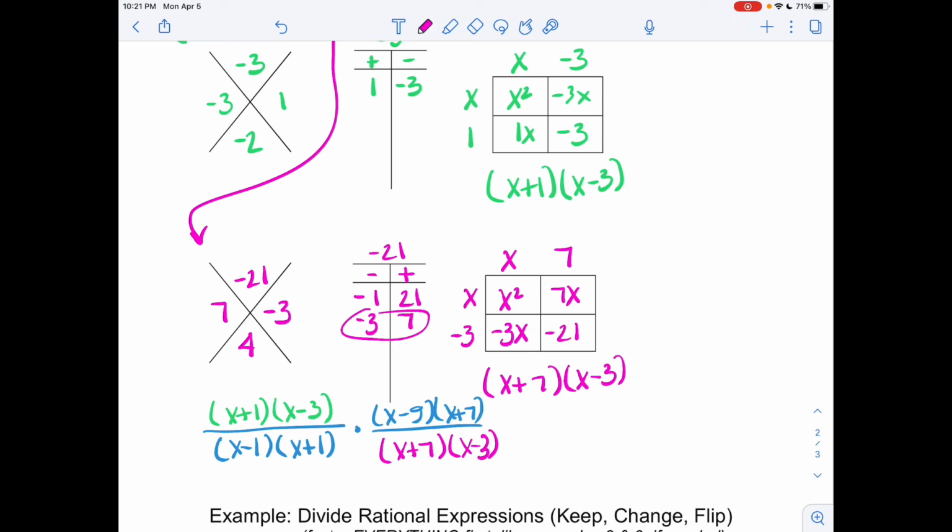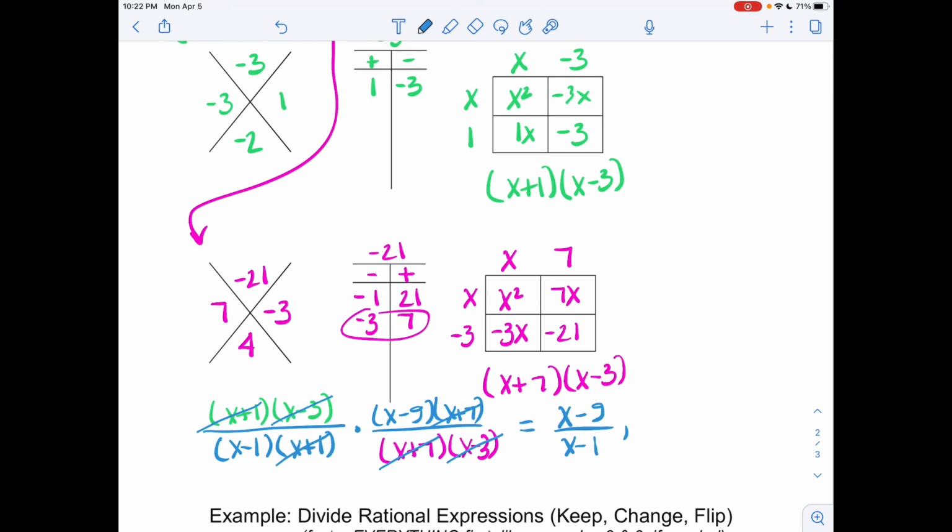All right, let's start crossing things out that are the same. I see that I have an x plus 1 in the top and the bottom. I see an x minus 3 here and over here. X plus 7, top and bottom. And let's see, the only thing I have left in the top is an x minus 9, and in the bottom an x minus 1. So those don't match, and I'm done. X minus 9 over x minus 1.